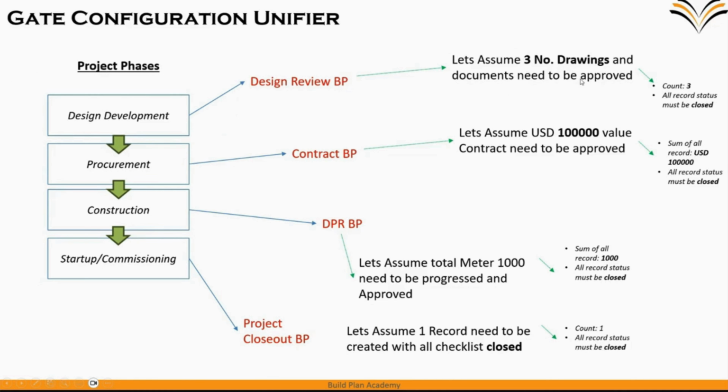Documents and drawings need to be approved. That means the count of the records must be three and the records must all be closed. So this particular scenario I have created. Definitely when we talk about any BP linked to the page, it will not be one record, one approval. It will be multiple approvals. So let's say a civil drawing approval, mechanical drawing approval, construction drawing approval. There will be multiple records.